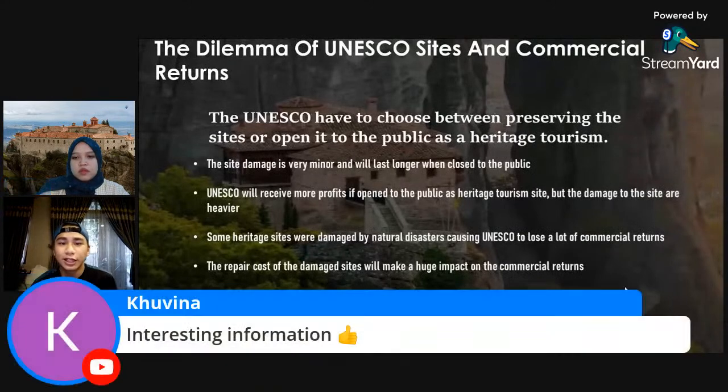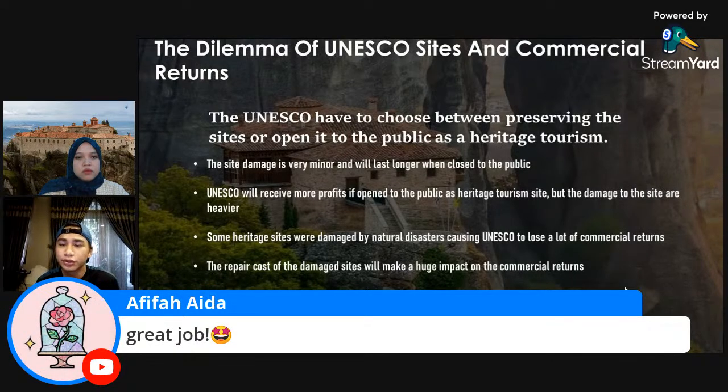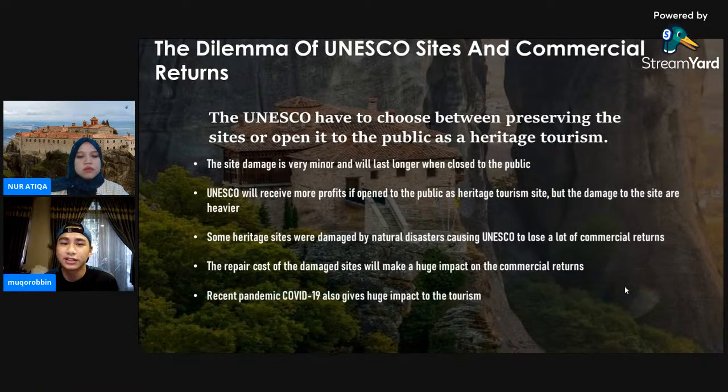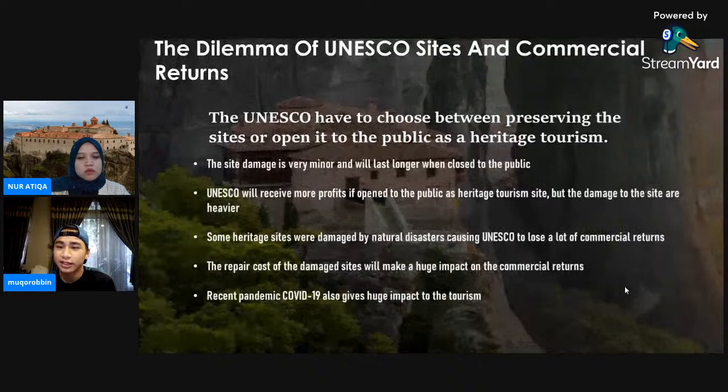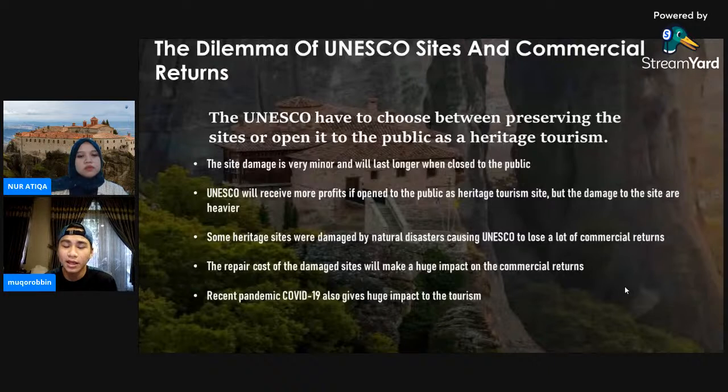Lastly, the dilemma of UNESCO site and commercial return. UNESCO has to choose between preserving the site or opening it to the public as a heritage tourism site. The site damage is very minor and will last longer when closed to the public. UNESCO will receive more profits if open to the public as a heritage tourism site, but the damage to the site is heavier.